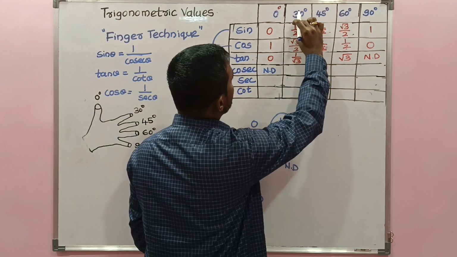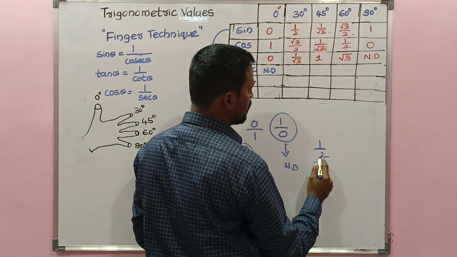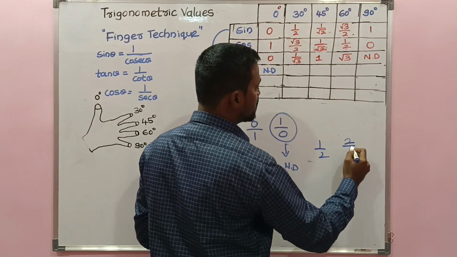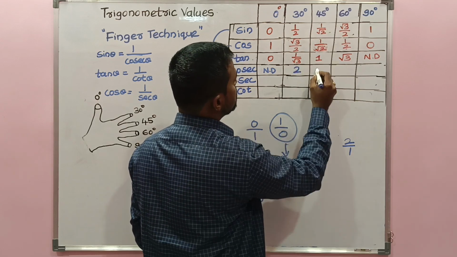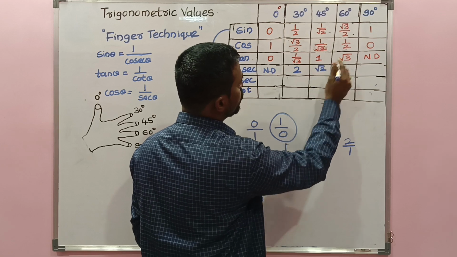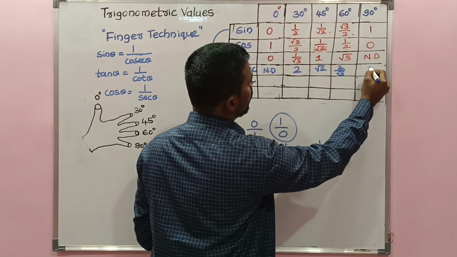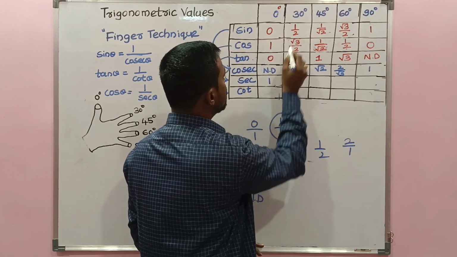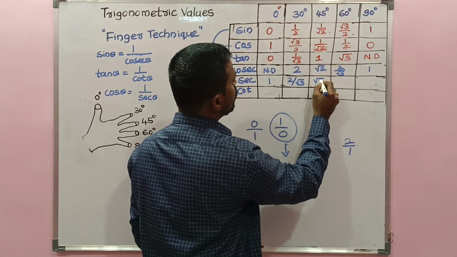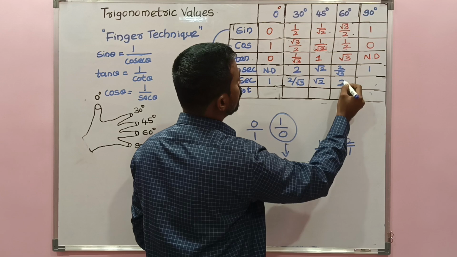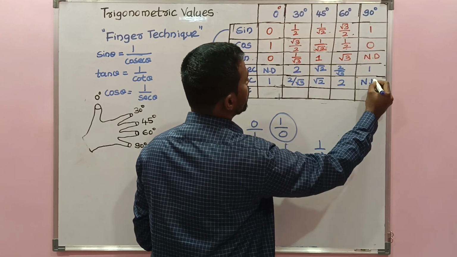So when you reverse this, 1 by 2, take a reciprocal. You need to reverse this, so it is 2. And this is root 3 by 2, so it's going to be 2 divided by root 3. And this is 1. Similarly, 1, 2 divided by root 3, root 2, 2, and 0, when you take the reciprocal of that one, it's going to be not defined.